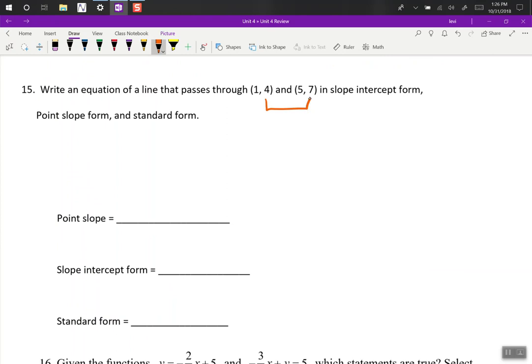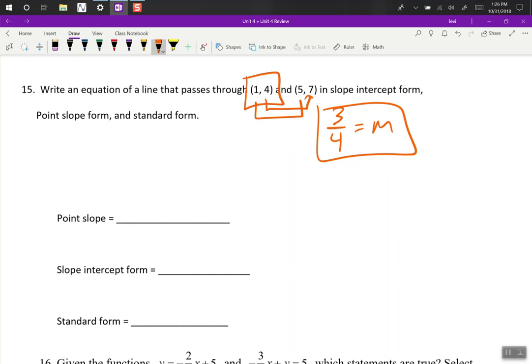So from 4 to 7, we're rising 3, and from 1 to 5, we're going up 4, so our slope is 3/4. So now we've got a point and a slope again. We're going to say y minus our y value, 4, equals m, 3/4, times the quantity x minus 1. So now we want to change that into slope-intercept form.